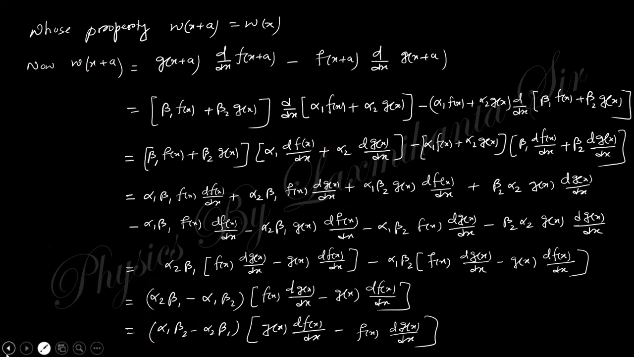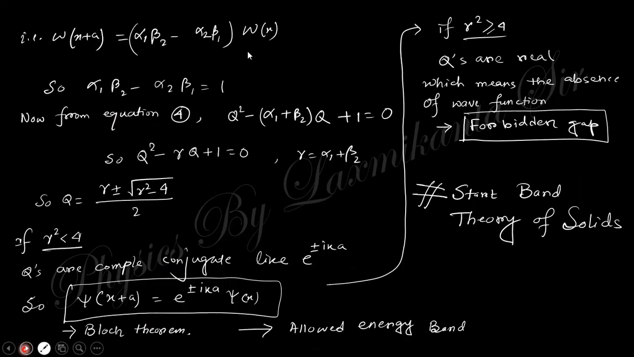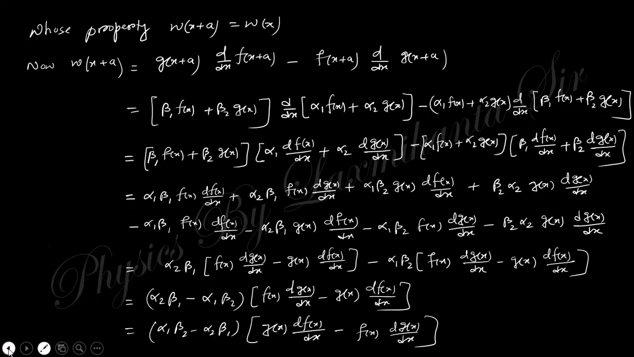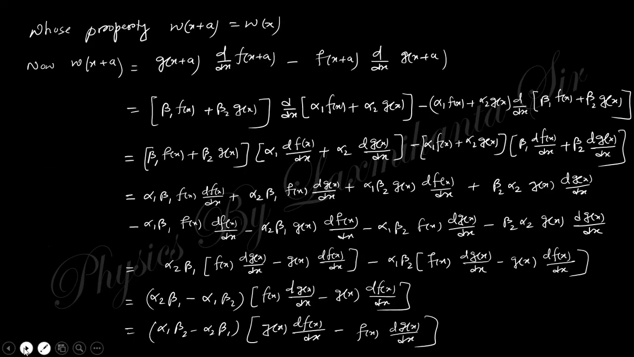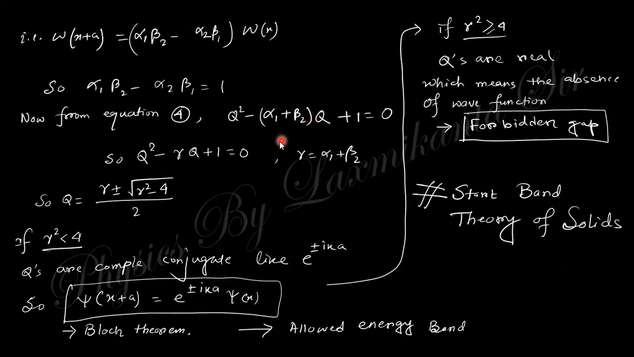So after getting this relation, you will obtain this one. Using the properties of the Wronskian, you can say this value is 1. If you put this value 1 in equation number 4, which we already obtained, you will get a second order quadratic equation, and you take this as gamma. So finally you obtain this relation, these values.